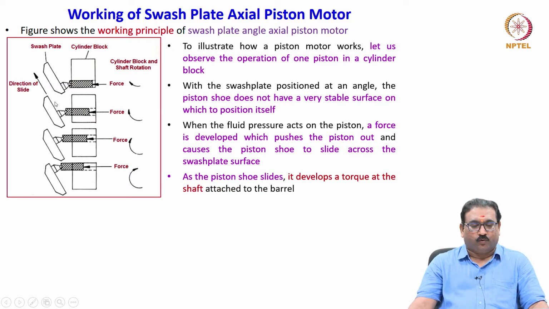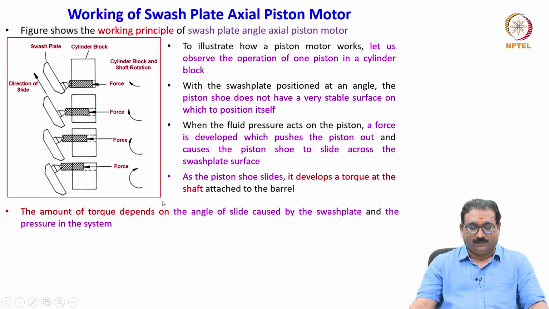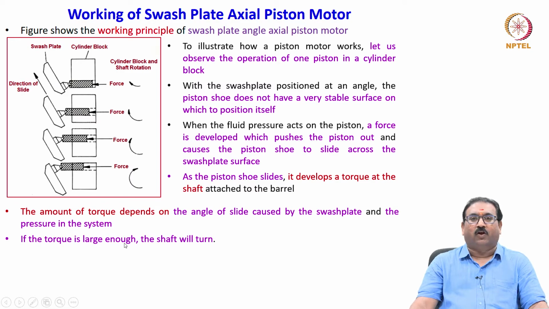As the piston shoe slides, it develops a torque at the shaft attached to the barrel. The amount of torque depends on the angle of slide caused by the swash plate and the pressure in the system. If the torque is large enough, the shaft will turn.